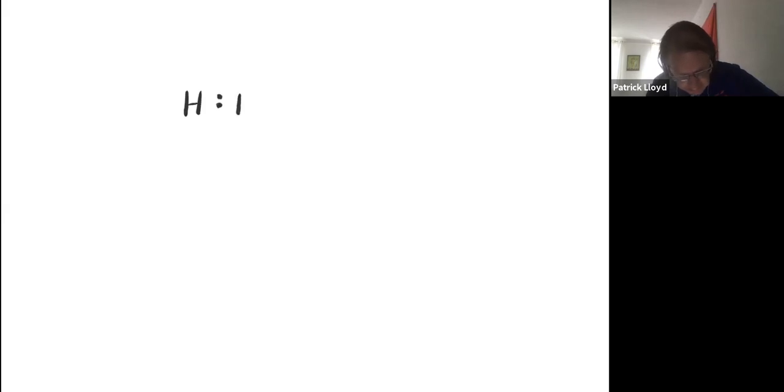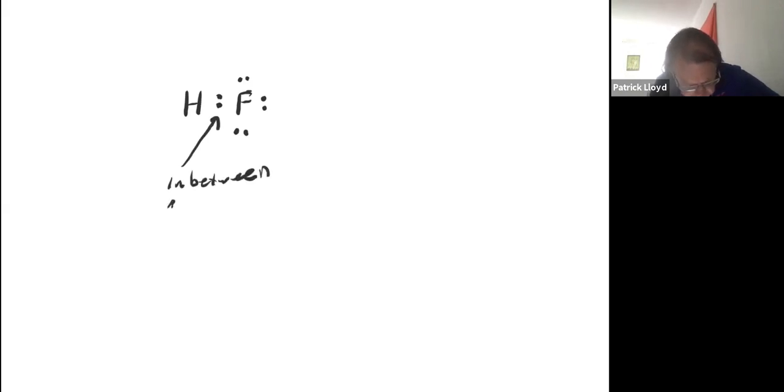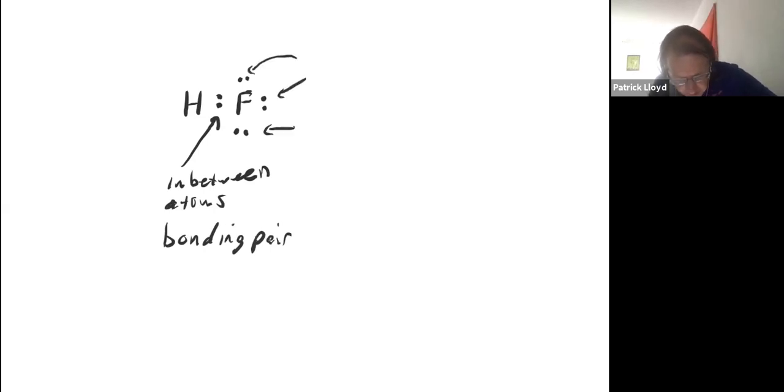And again, chemists really wouldn't draw it this way, but we're at the beginning. What we're going to do is, if the pair is in between the atoms, right? It's in between the atoms. We're going to call that a bonding pair. Okay? If it's only on one atom, we call that a non-bonding pair.